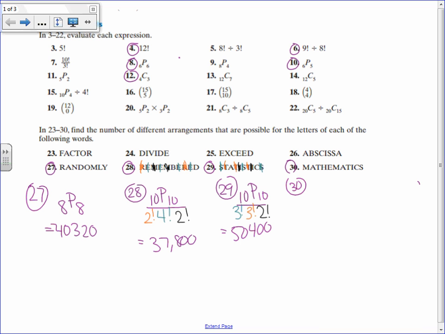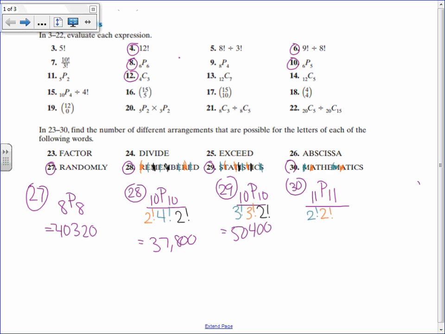And then last but certainly not least, the best word, mathematics. 1, 2, 3, 4, 5, 6, 7, 8, 9, 10, 11. So 11p11. And then there are repeats in the word mathematics. We've got 1, 2 m's. And then I've got 1, 2 a's.